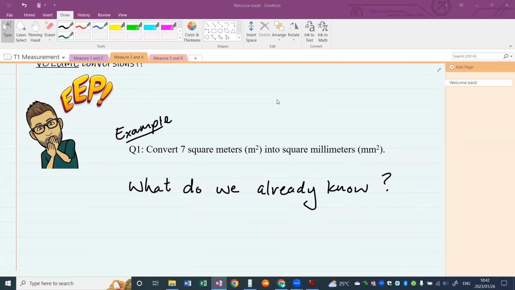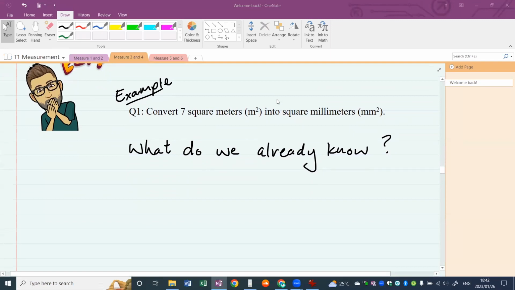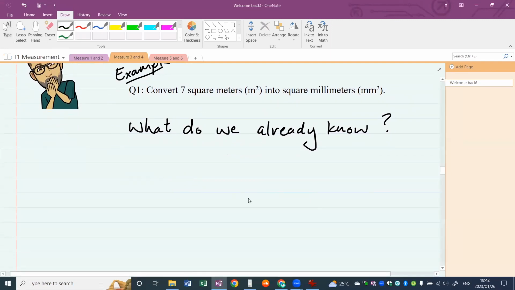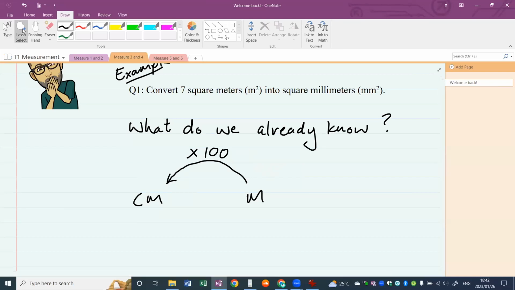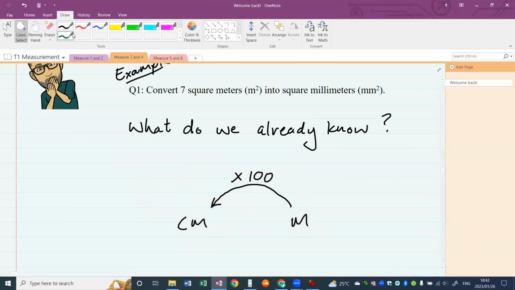Okay, now this is not the normal one where we go from meters to centimeters. Now everyone knows to go from meters down to centimeters, we have to times by 100. Okay, this is a little bit different, but it's easy to understand because if you know the old diagram from meters to centimeters, we just have to change this a little bit. Okay, so watch this. I'm going to use red pen this time.